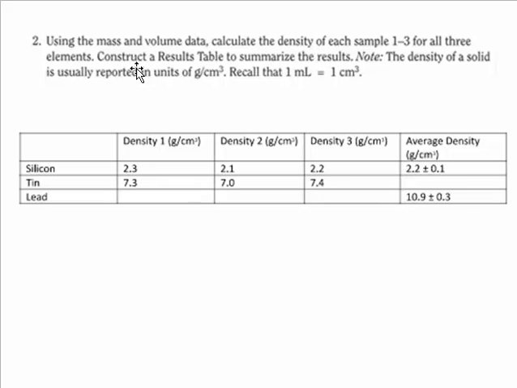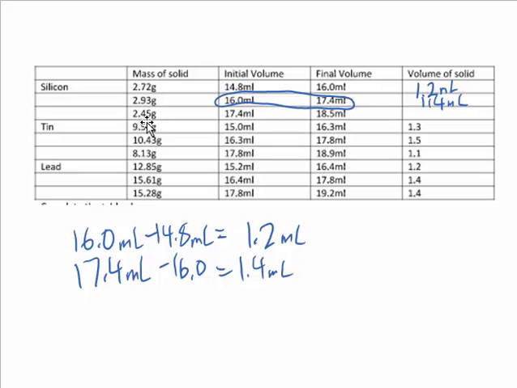In number 2, it says, using the mass and volume data, calculate the density of each sample, 1 to 3, for all three elements. Construct a results table to summarize the results. Note the density of a solid is usually recorded in grams per centimeter cubed. So you see those units are indicated here at the top of the table. Again, this data table is from your review sheet. You can see there's silicon, tin, and lead down the side. The way you calculate density, you take the mass and divide by the volume.